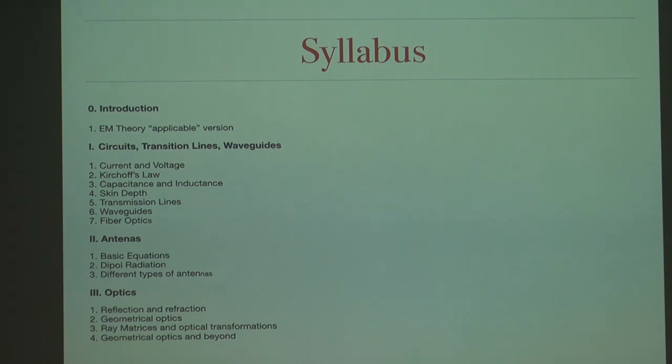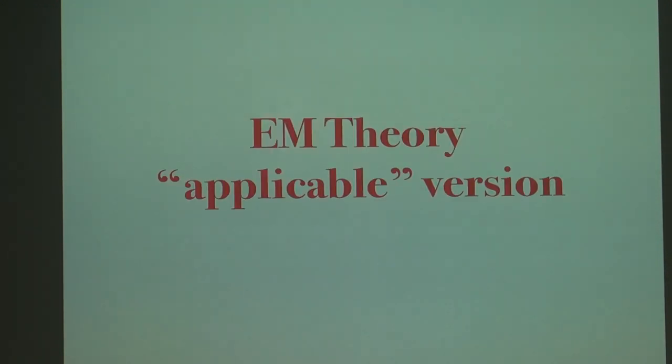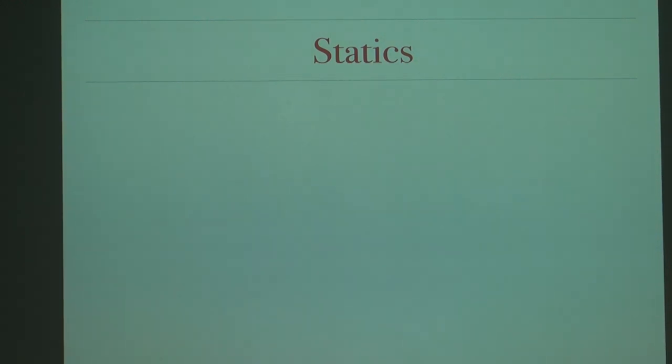Okay, so that is the syllabus, and this is how I think, and I will start from statics. The static science of electricity is called electrostatics, and this is ancient history. There were people like Coulomb and others who had analyzed this, and of course Benjamin Franklin, who invented this notion of negative and positive charge.